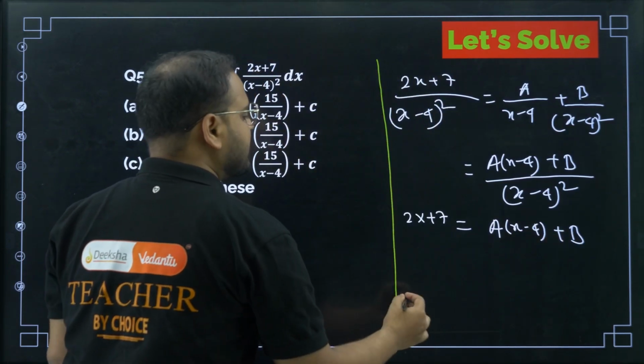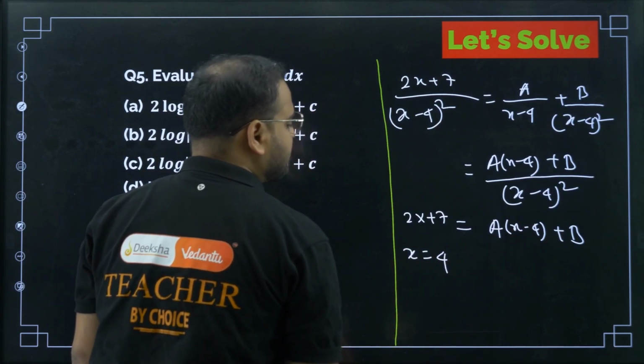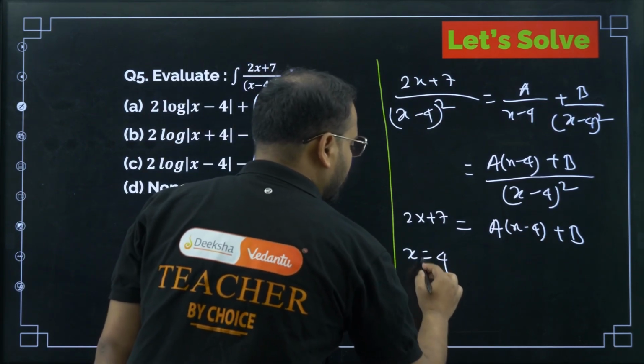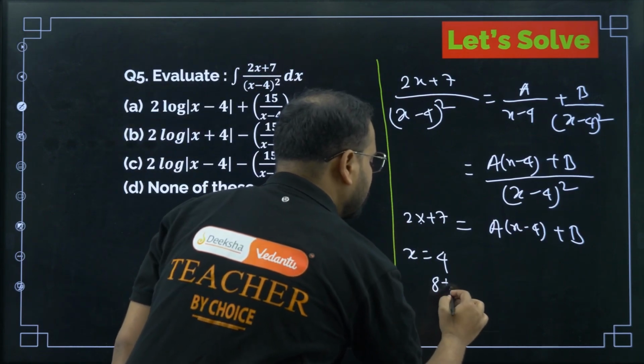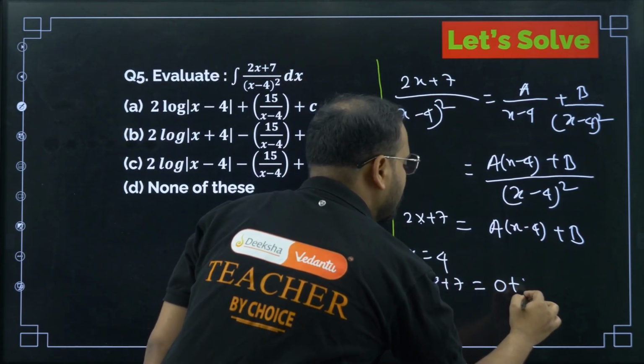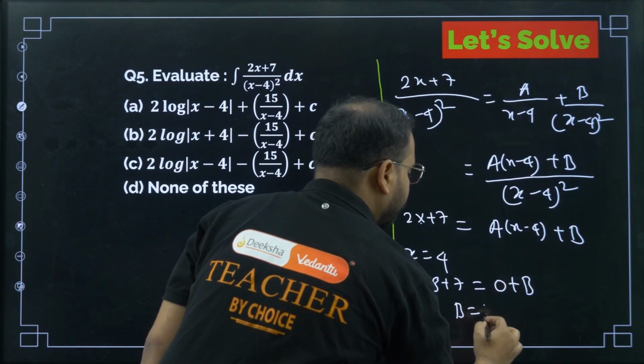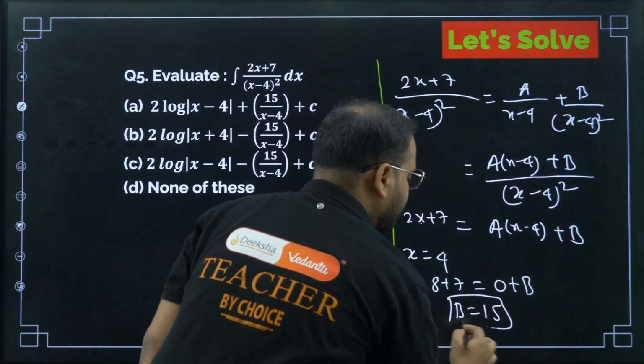Simply do one thing, put x as 4. What is this value going to be? 2 times 4 will be 8. So 8 plus 7 equals 0 plus b. What is my b value? 15, sir. b is 15.